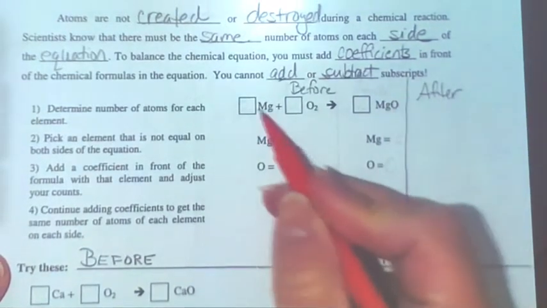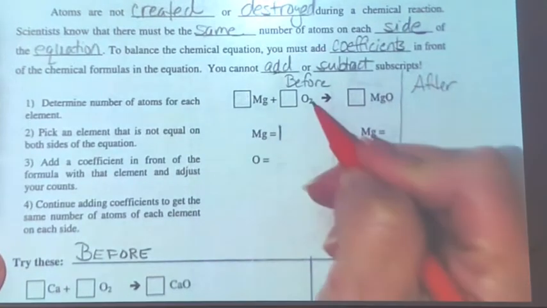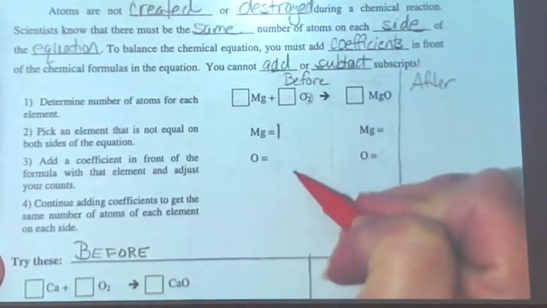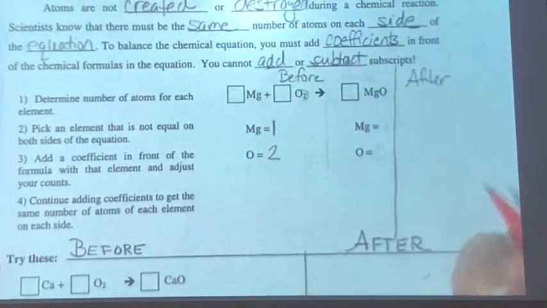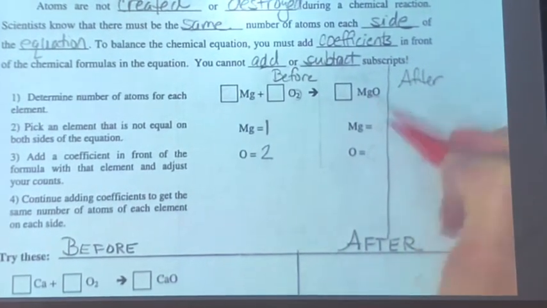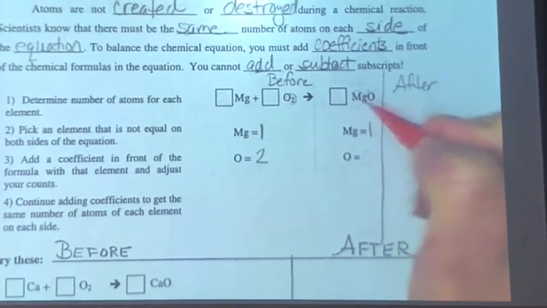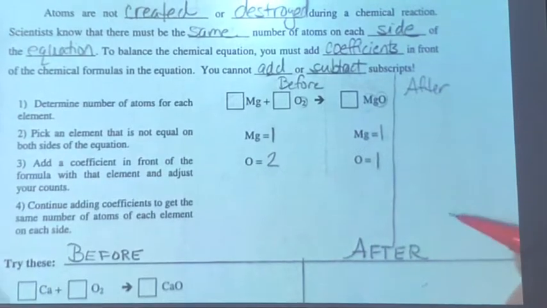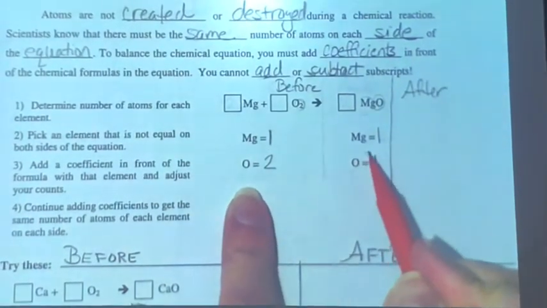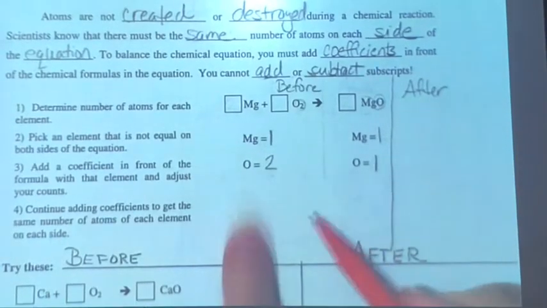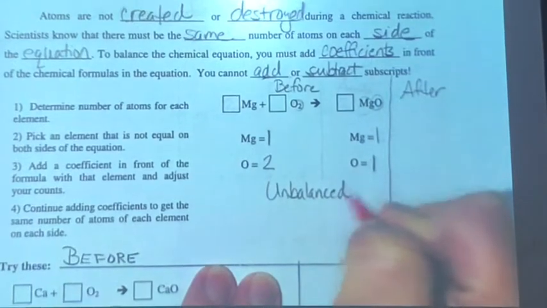So right now, we have nothing around magnesium, so magnesium is a 1. We have a little 2 at oxygen, so the oxygen has 2, okay? On this side, we have again a 1, because there's only 1 magnesium and there's only 1 oxygen. So we can look at the numbers and compare. Magnesium's numbers equal out, but oxygen's do not. So therefore, this is an unbalanced equation, okay?